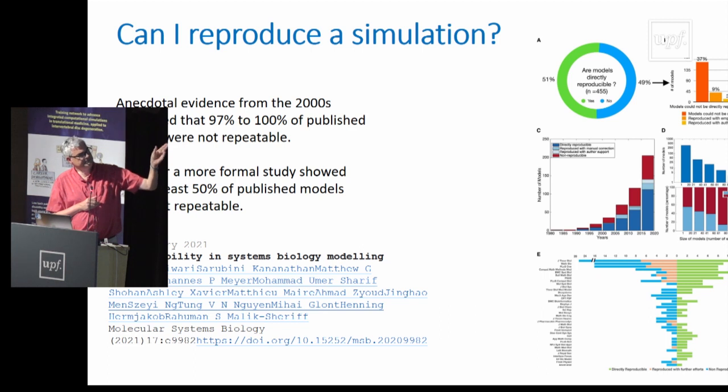Now, 10, 15 years later, it's down to about 50%. So it's much, much better. Right? So if you go to a publication today, you've got a 50-50 chance that you'll be able to redo their study. Okay? So things are much better. And this is pretty much down to SBML.